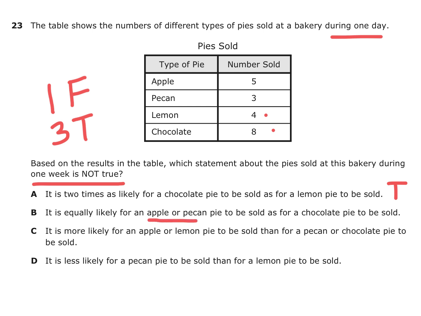Answer B says it is equally likely for an apple or pecan pie to be sold as a chocolate pie. So you have apple and pecan right here, 5 and 3. That's 8. So these two together is 8. And chocolate is also 8. So it is equally likely for an apple or pecan to be sold just like a chocolate pie. That is true because they're both 8. That would be true.